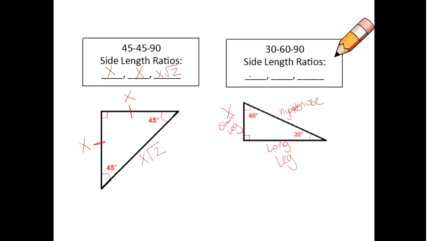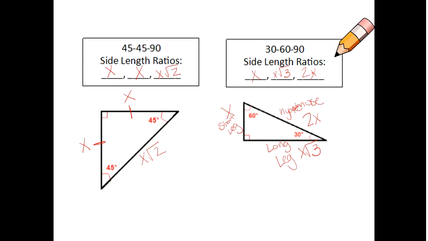Let's call it an x for my measurement. My long leg is my short leg with the square root of 3 multiplied by it. So basically it's x times the square root of 3. My hypotenuse is 2 times my short leg, so 2x.